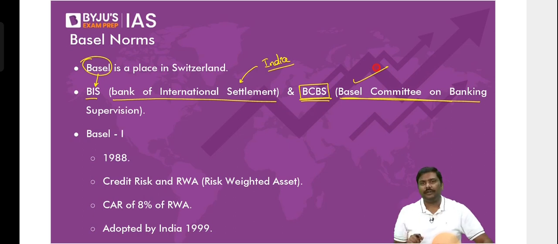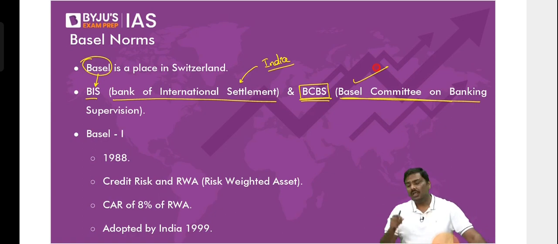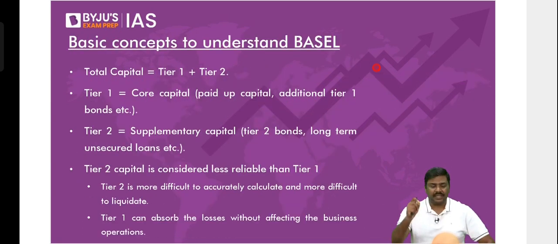Now, how many guidelines have been issued so far? Three sets of guidelines, Basel 1, Basel 2 and Basel 3. Right now, in case of India, we are implementing the Basel 3 guidelines.